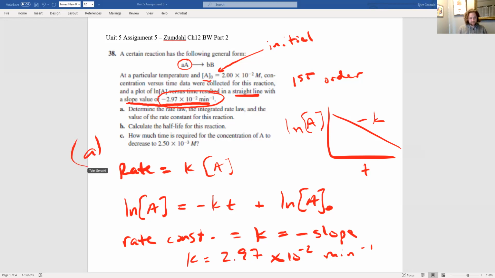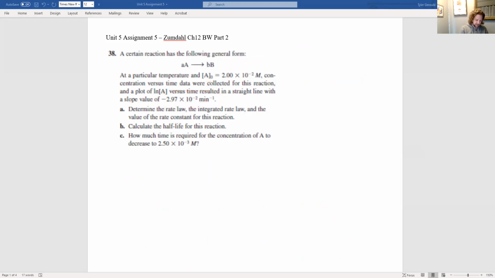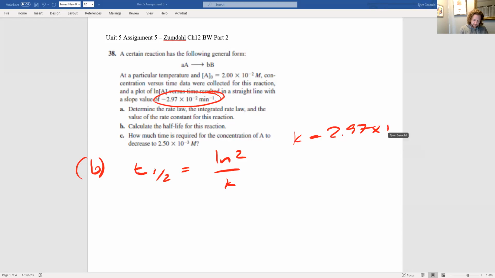Calculate the half-life for this reaction. So I'm going to go and clear this up. We need to just choose the correct equation. So go into my equation list. The half-life is the natural log of 2 over k. So all you need to know is this k value, which we're going to make positive, the slope value, which we're going to make positive. And that just goes right in there. Another plug and chug.